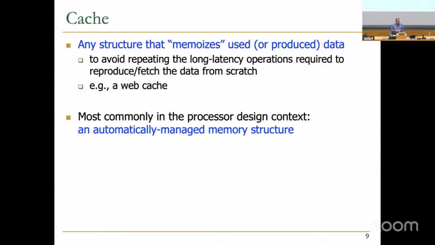So cache, as used most commonly in the processor design context, is an automatically managed memory structure. But this can also be programmer managed. It can actually be software managed. So we will discuss a lot in this lecture about how we can have a hardware cache, which is automatically managed by the processor and the hardware. But this can actually also be a software cache, where it's the job of the programmer, or partially the compiler, to manage that data structure.